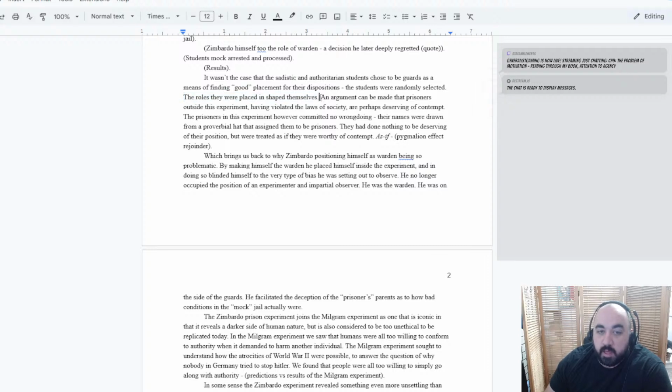An argument can be made that prisoners outside of this experiment, having violated the laws of society, are perhaps deserving of contempt. The prisoners in this experiment, however, committed no wrongdoing. Their names were drawn from a proverbial hat that assigned them to be prisoners. They had done nothing to be deserving of their position, but were treated as if they were worthy of contempt.